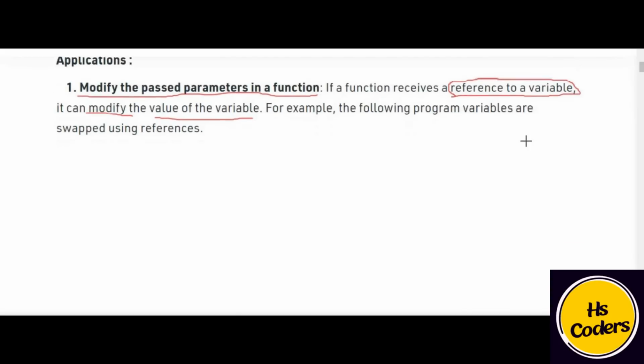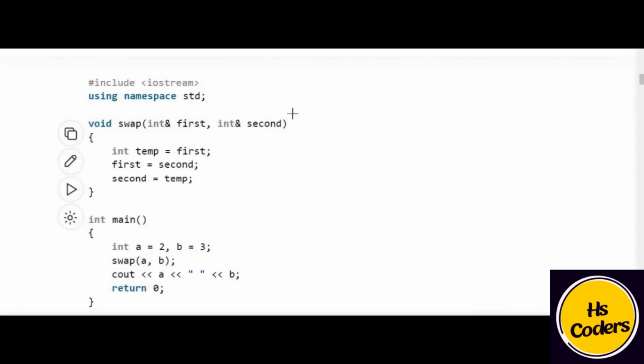Let me see another code example of this. So here we have a simple code by which we can use the function to modify the referenced variable value. First we have iostream, then we have std, then we have this function. So we are defining this function before the main function. We can also define this below the main function, but it's good practice to define your function above the main function.